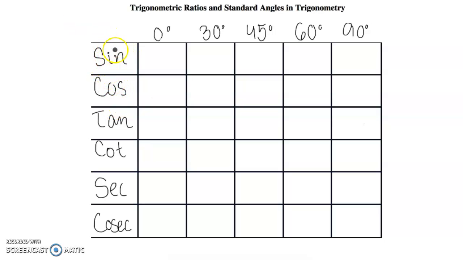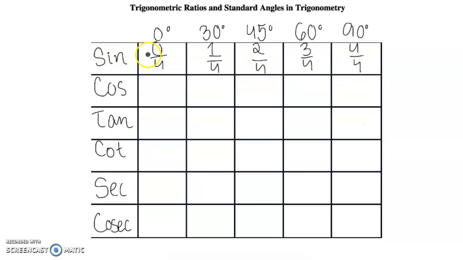Our first row that we have is sin theta. What you're going to do for the first row is list out the numbers numerically, starting from 0. So you have 0, 1, 2, 3, and 4. Next, you're going to divide all of these numbers by 4. So you have 0 by 4, 1 by 4, 2 by 4, 3 by 4, and 4 by 4.